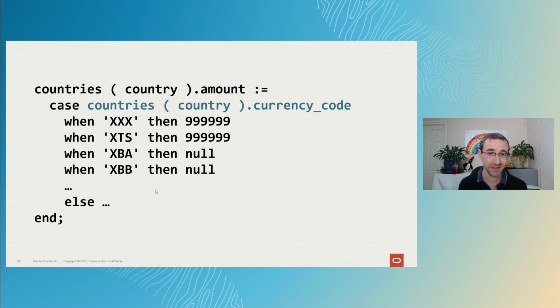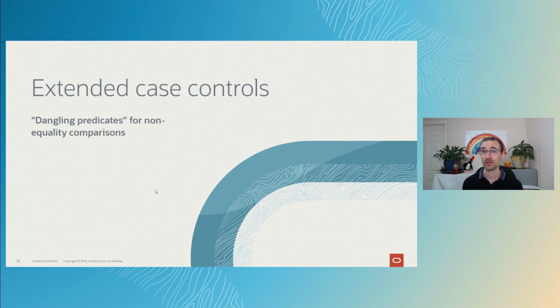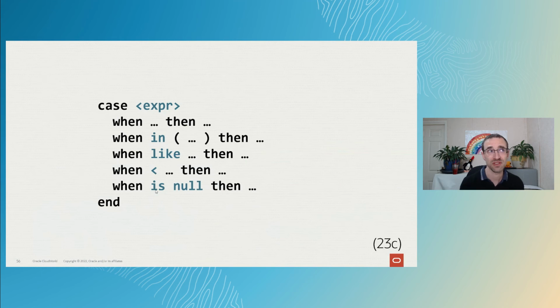So the good thing is in 23c, we now have the ability to do this with extended case controls. We've got what we call dangling predicates. So instead of assuming that each when branch is equal to whatever the input is, you can specify pretty much any condition you want here. You can say if it's not equal to, if it's in a list, if it's like, if it's greater than, and so on and so forth.